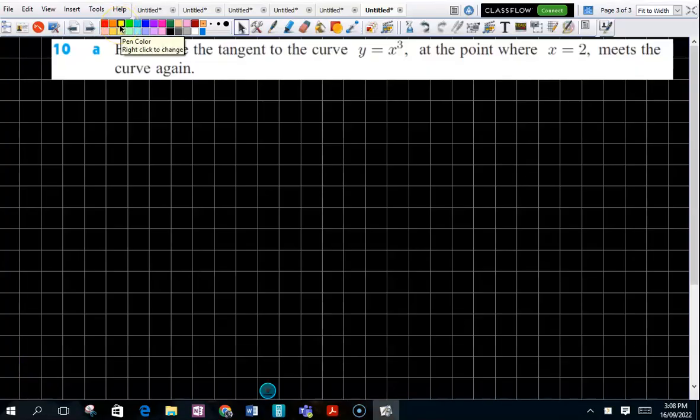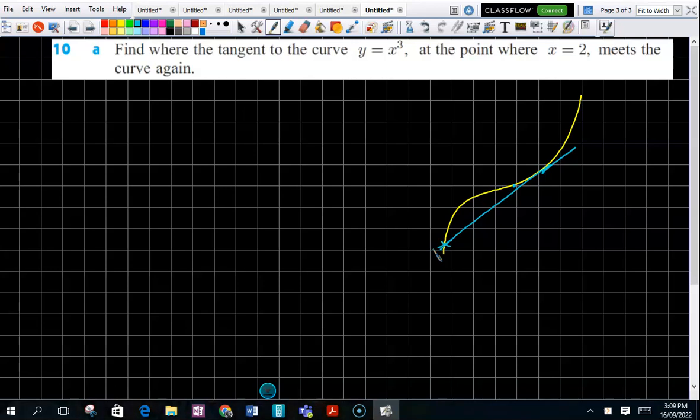I always think if you can visualize and you understand what's going on, it's going to make your life a lot easier. We've got y equals x cubed. How do we know it looks like that? From the work we did earlier in the year, or we might have typed it into our calculator. So at 2, we've got possibly a tangent. Now you can see it's clearly going to cut the curve again.